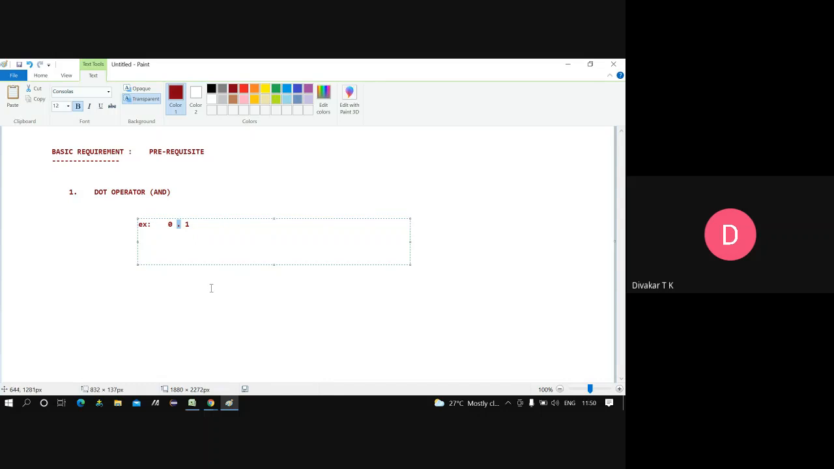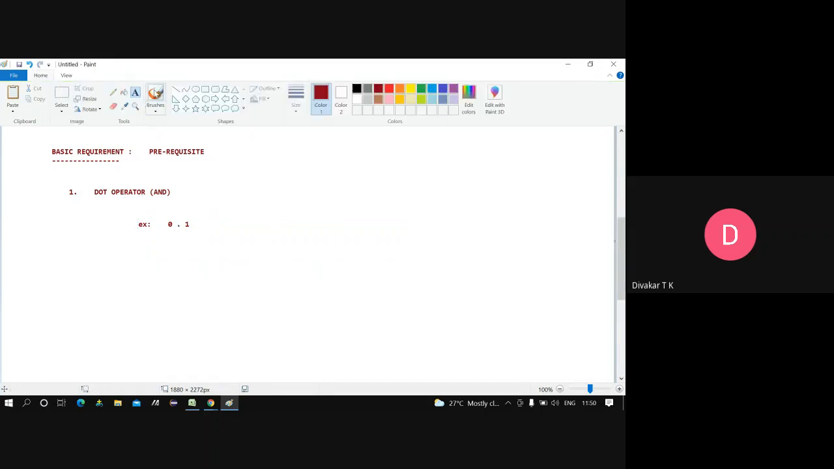Now, how to write the diagram part? Just try to understand. So 0.1 here.